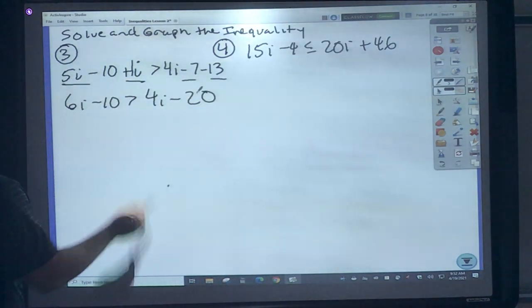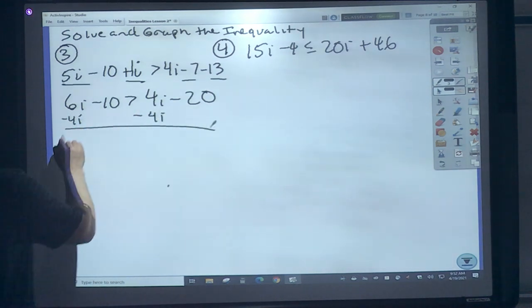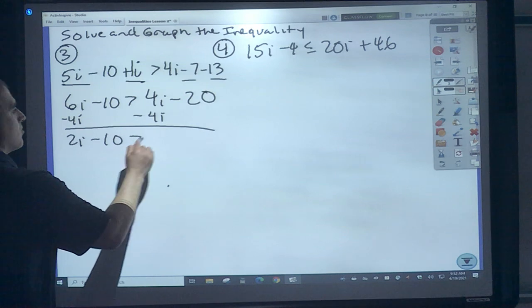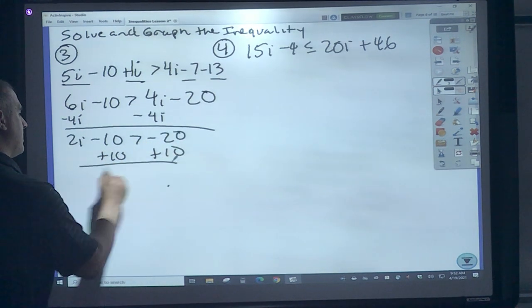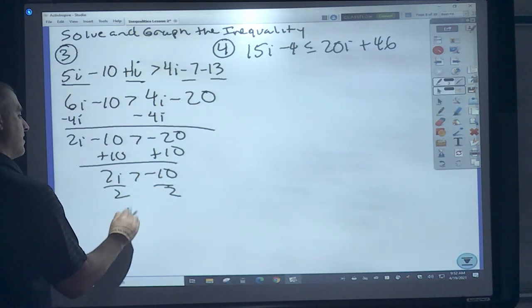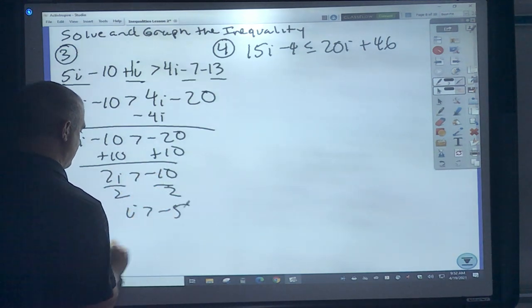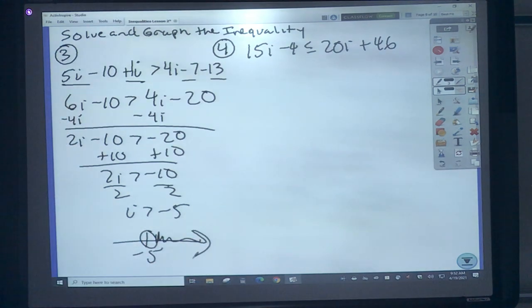All right, now I got to actually write down the stuff. Okay, so that'd be 2i minus 10 greater than negative 20. Add 10. I got 2i greater than negative 10. Divide by 2. We get I is greater than negative 5. Open circle. All right, shaded that way.